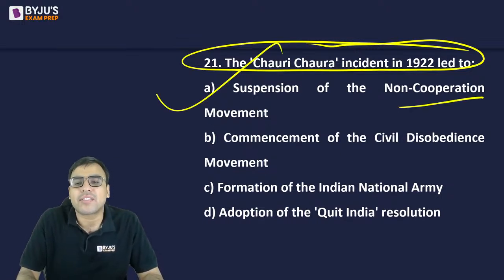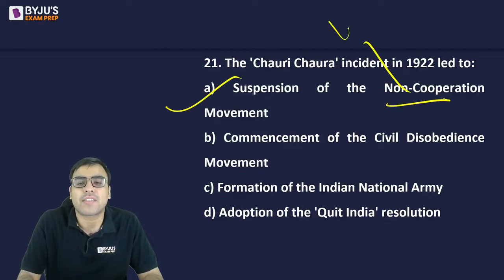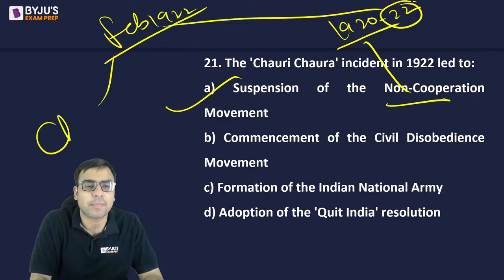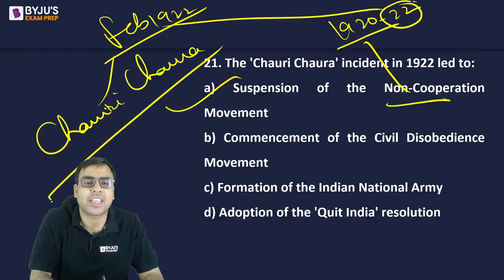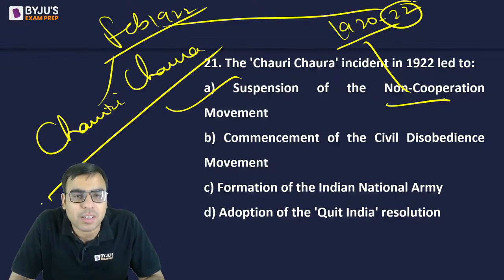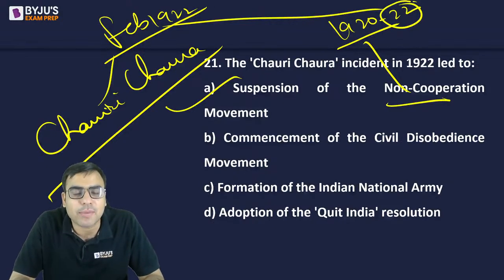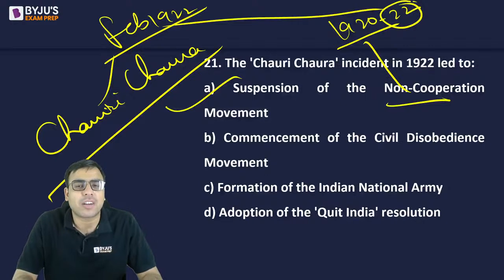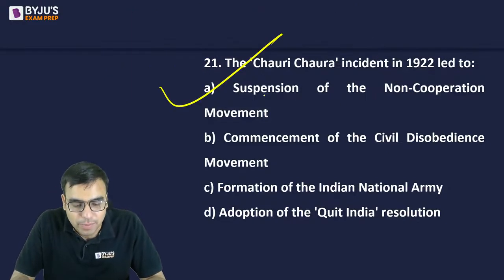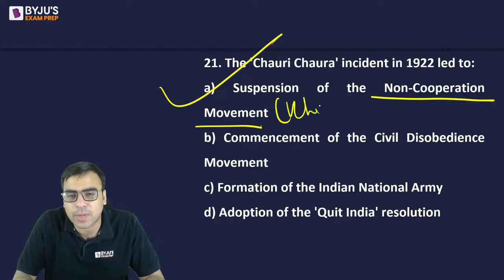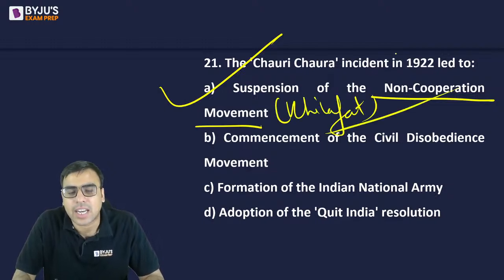So I hope you are aware, I have just told you that the non-cooperation movement was from 1920 to 1922. It got stopped in February 1922 when the Chauri Chaura incident happened near Gorakhpur. It is a place in East UP where the police chowki got burned, 22 policemen died, and after that Gandhiji stopped the movement because Gandhiji believed in non-violence. So that is what you should be knowing. A is the right answer to this question. Non-cooperation movement, also known as Khilafat movement. A is the right answer.